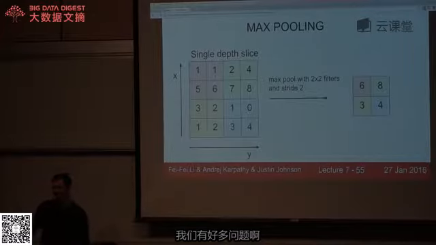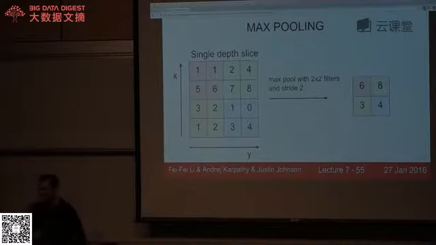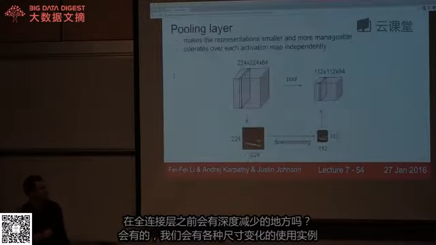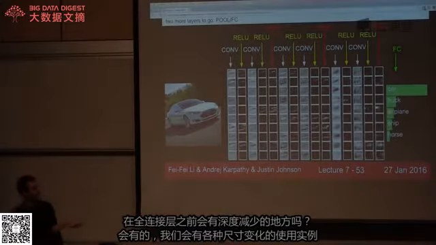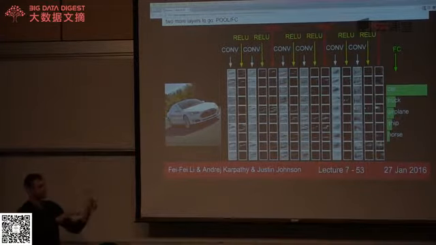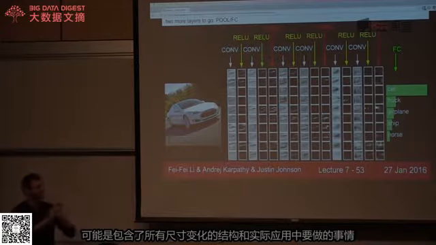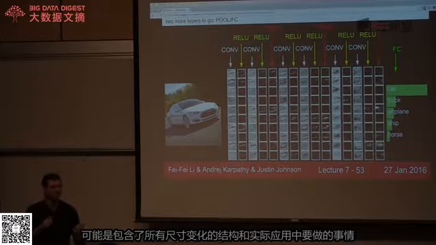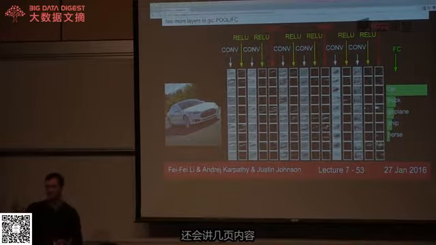Well, we have too many questions. Go ahead. Is there ever depth reduction before the fully connected layer? There is. We'll go into specific use cases of sizing all of this. So anything that has to do with sizing of architectures in practice, maybe save that for a few more slides.